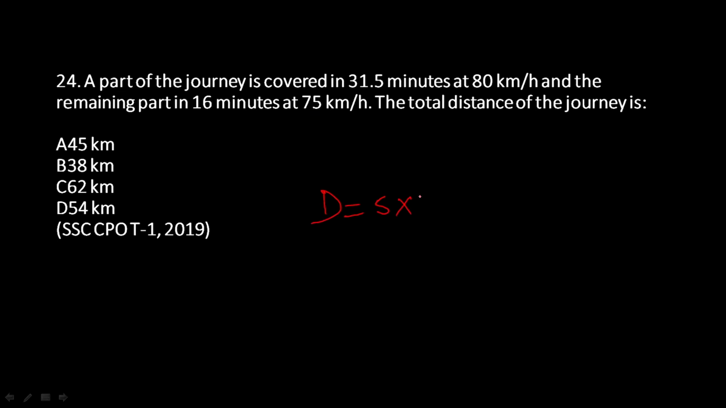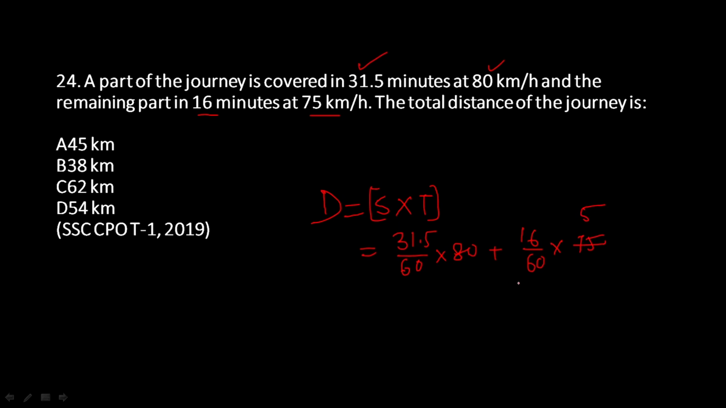This is a simple question. Distance is equal to speed into time. Here the speed into time is divided into two parts. One is 31.5 minutes at 80 km per hour, and the second part is 16 minutes at 75 km per hour. So the first one is 31.5. It will be divided by 60 because other data are given in km, and the answer is also in km. 31.5 by 60 into 80 plus 16 by 60 into 75.